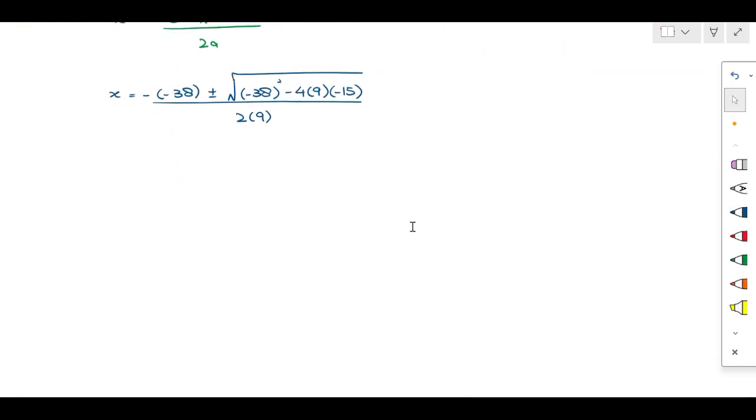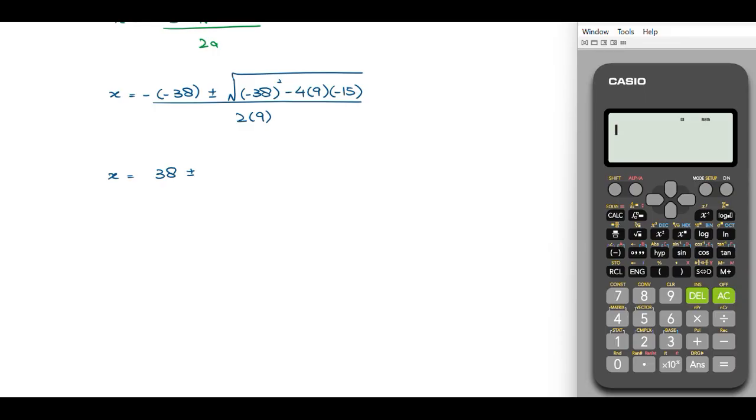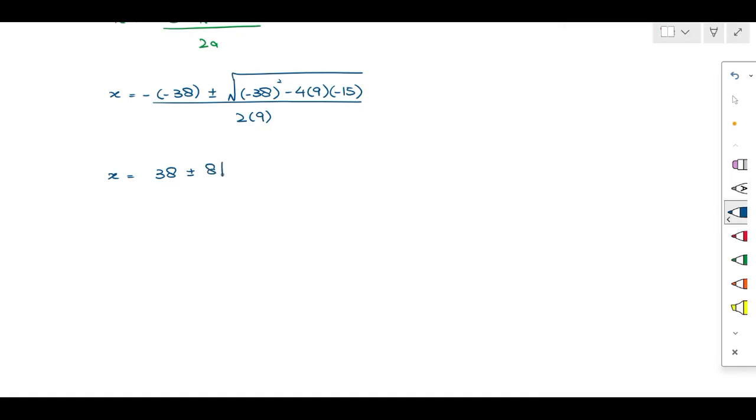Okay, let me simplify this further. x is equal to positive 38 plus or minus, let me solve the root. The square root of negative 38 squared, where negative times negative makes positive, minus 4 times 9 times 15. This is 8 root 31, 8 square root of 31, and 2 times 9 is 18. Okay.